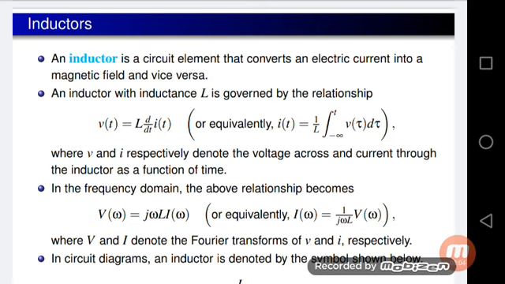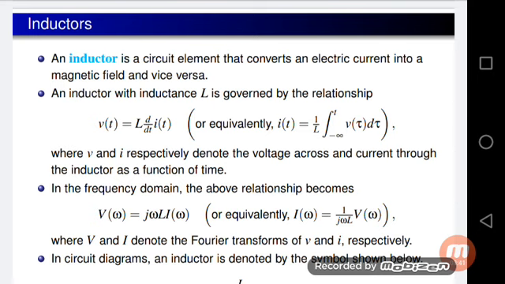where V and I respectively denote the voltage across and the current through the inductor as a function of time.